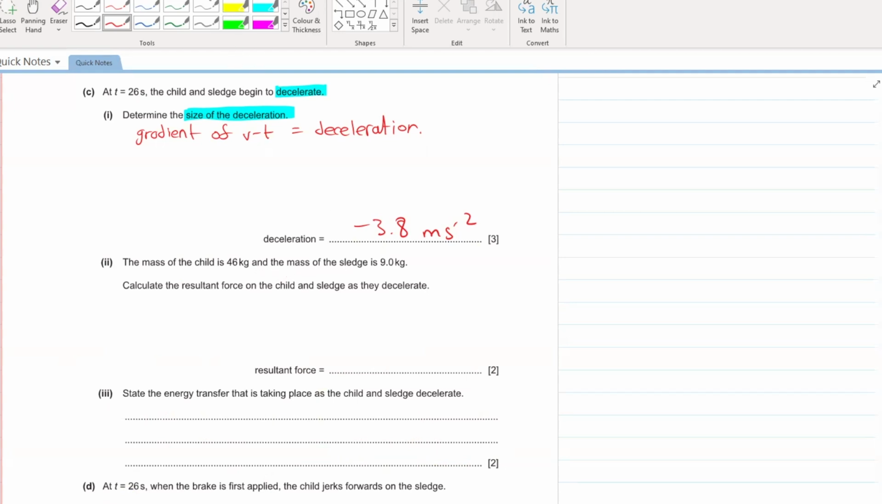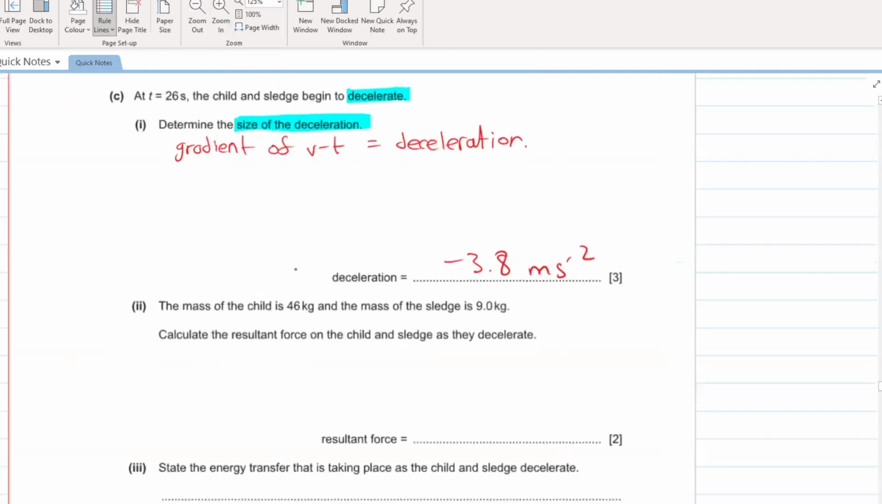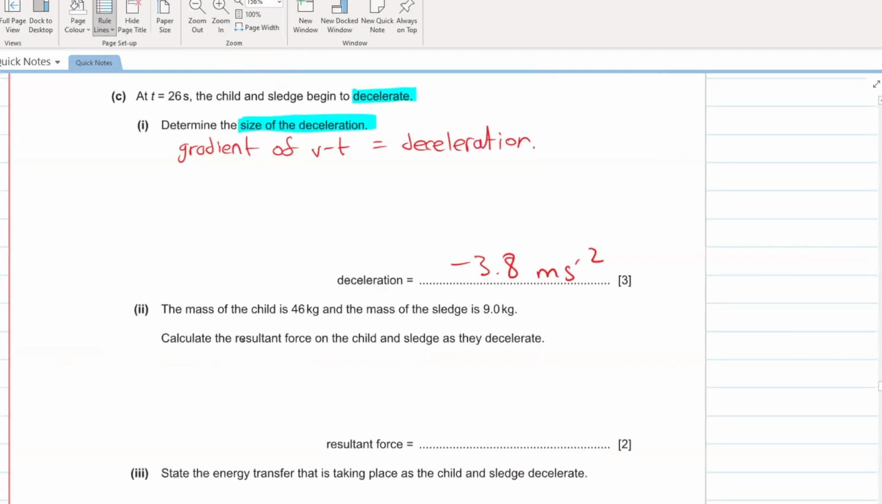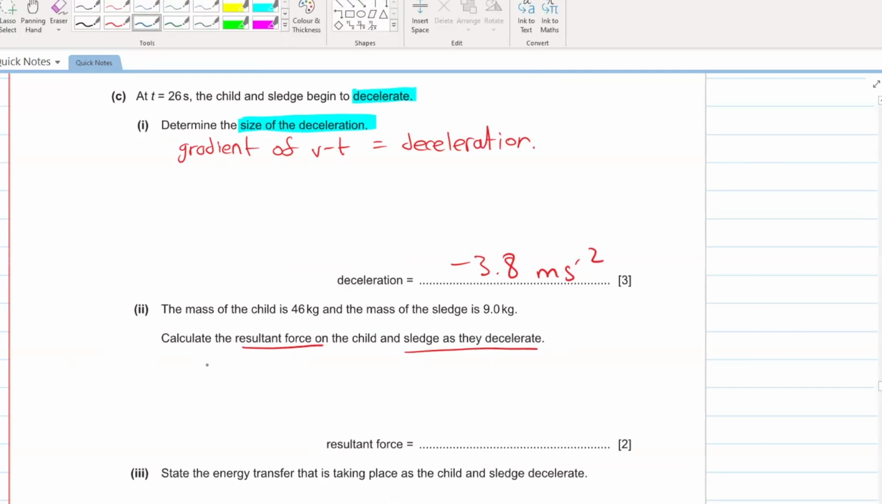The mass of the child is 46 kg and the mass of the sledge is 9 kg. Calculate the resultant force on the child and the sledge as they decelerate. Beta, you have to find the resultant force. How will you do that? Resultant force is equal to mass into acceleration. What is the mass? 46 plus 9. What is the acceleration? Negative 3.8. Can you multiply it and calculate the answer?